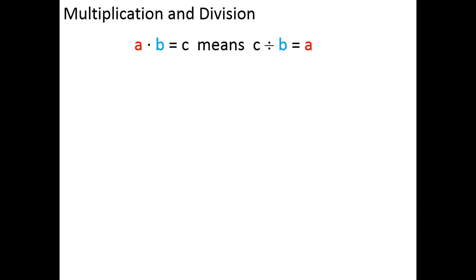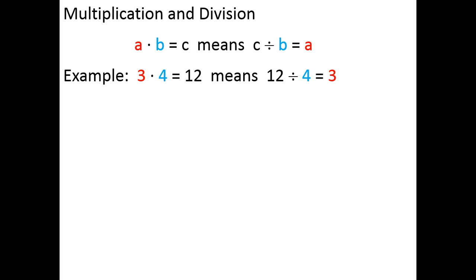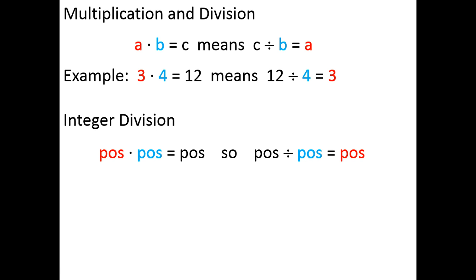Now we know that there's a relationship between multiplication and division. If we're multiplying A and B and we have as a product C, that means that C divided by B equals A. So for example, 3 times 4 equals 12 would mean that 12 divided by 4 equals 3. So how can we use that to think about signs for integer division problems?